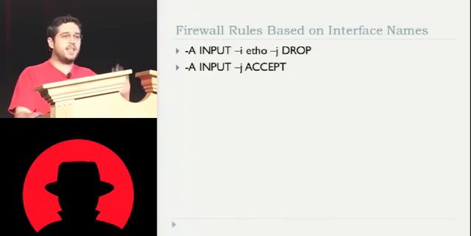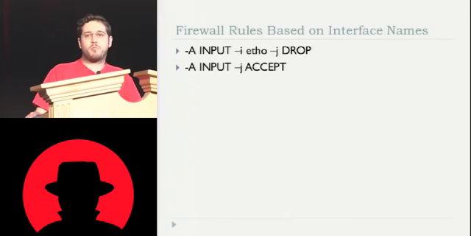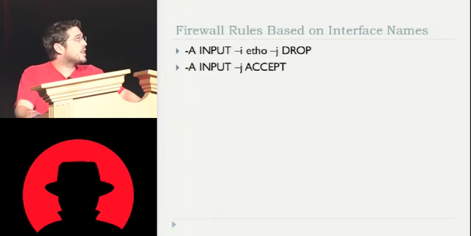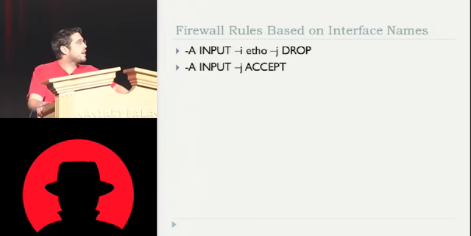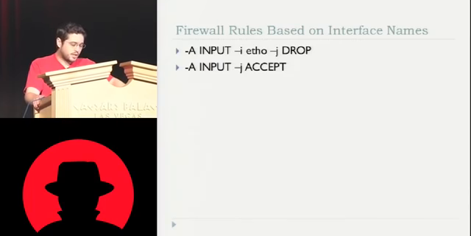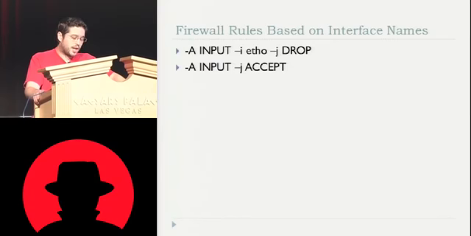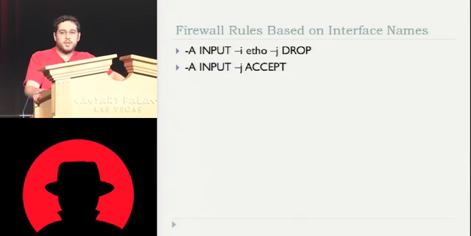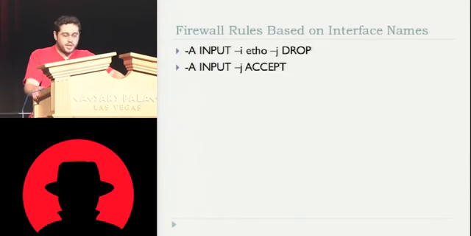But basically it says, okay, ETH0 is my WAN interface. I don't want people connecting in from the WAN. So anything that comes in on ETH0, drop it. Everything else we'll accept because that's our internal interfaces. That's fine. And there's nothing really inherently wrong with this. But like the same origin policy, this attempts to enforce security based on a name. Computers don't work on names. They work on IP addresses.